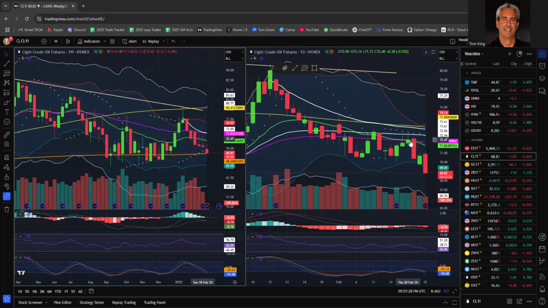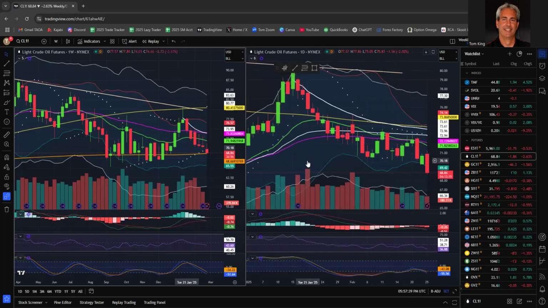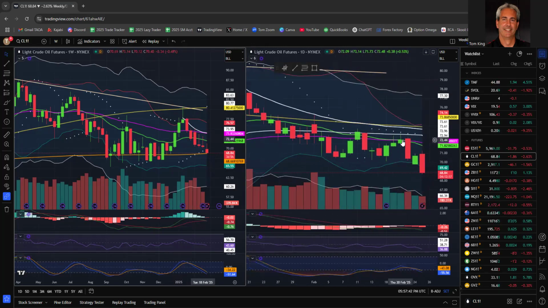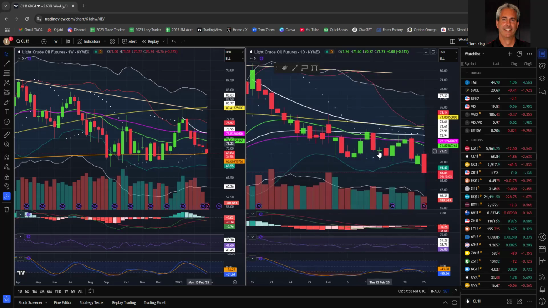The 21 broke the 50 for the first time since January 2nd. You can see right here, 4 days ago, the 21, the green, is heading lower, it's back below the 50 on the daily. So now we've got the weekly pretty bearish and the daily heading even more bearish. So I just don't see any reason to try to fight that trend.